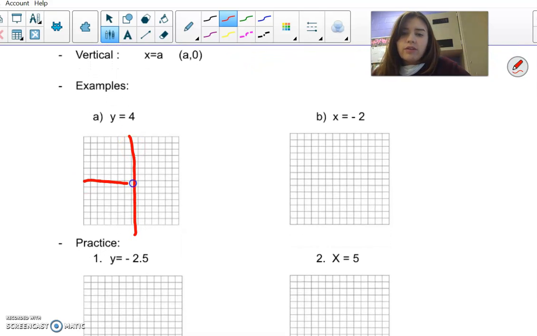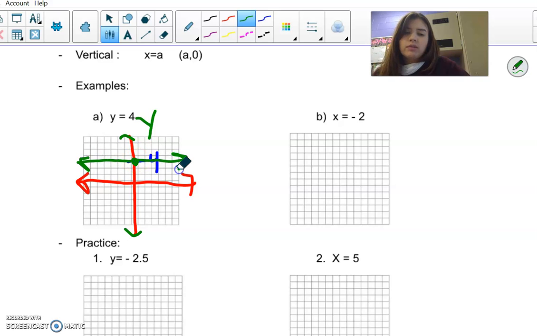We have our graph. Since it's y equals, we are going to our y-axis. So for y equals 4, we're going to go up 1, 2, 3, 4, where 4 is. And we're going to draw a point right there at 0, 4, and make a horizontal line. It's that easy. Remember, horizontal.